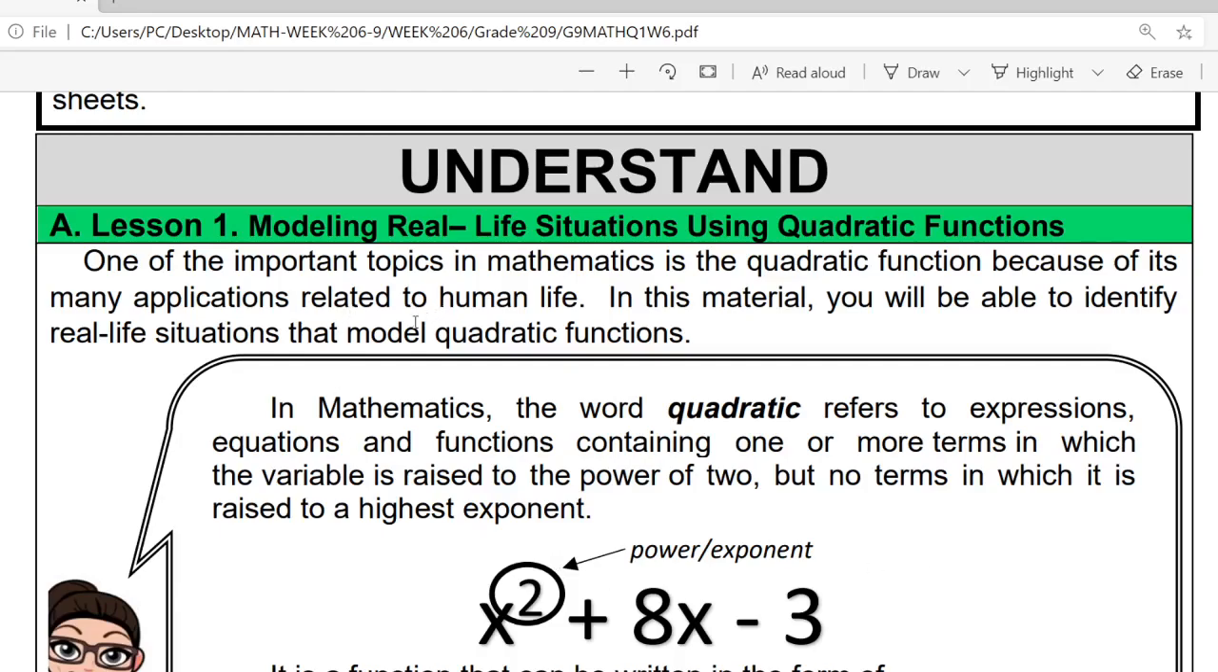One of the important topics in mathematics is the quadratic function because of its many applications related to human life. In this lesson, you'll be able to identify real life situations that model quadratic functions.